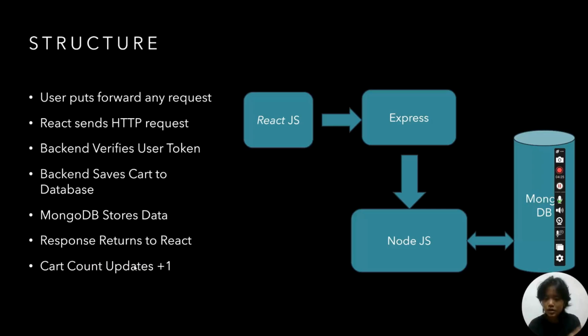That is what is also depicted in this particular flowchart. React, my front end, is communicating with the backend, Express and Node.js, and this backend server is communicating with MongoDB, which is our database.